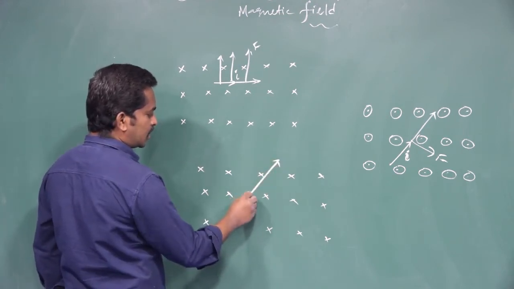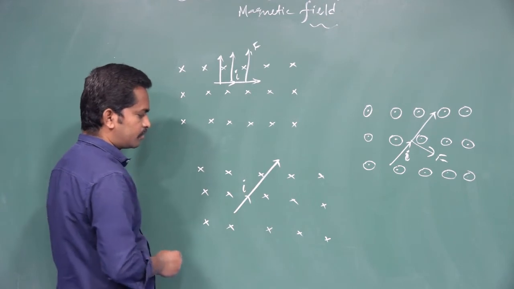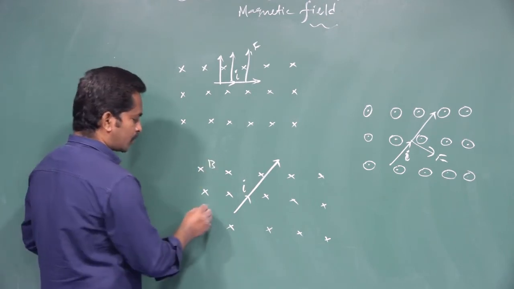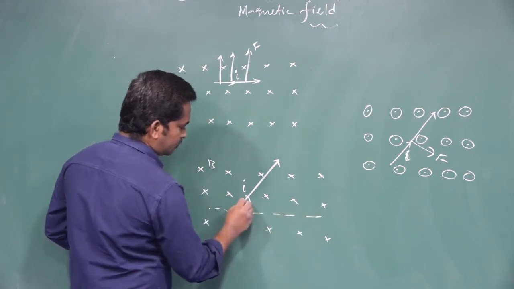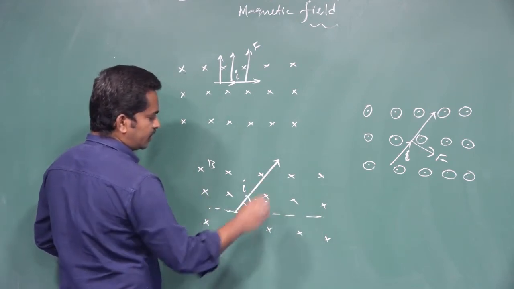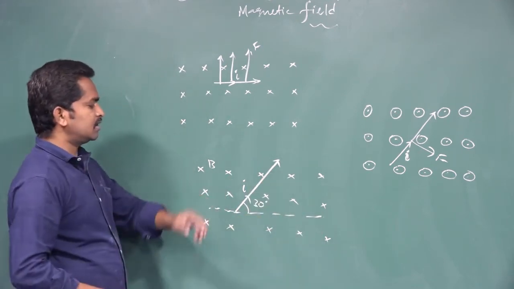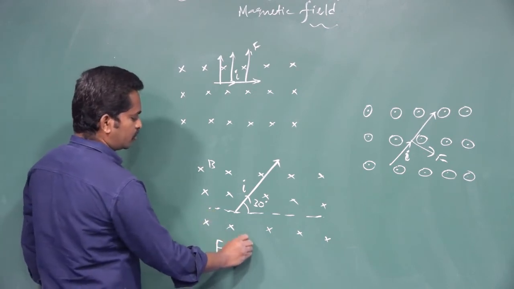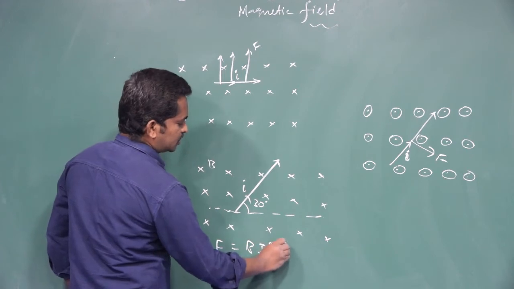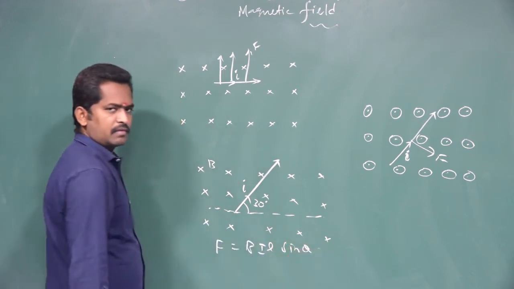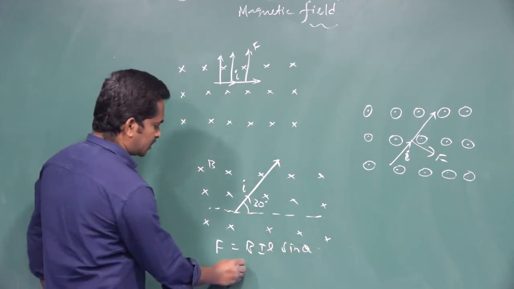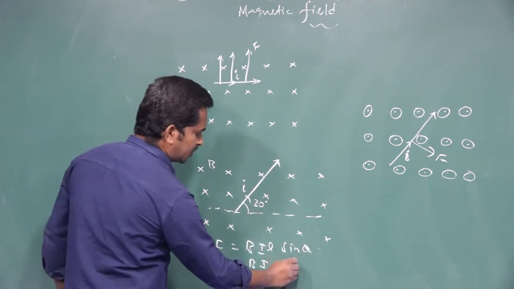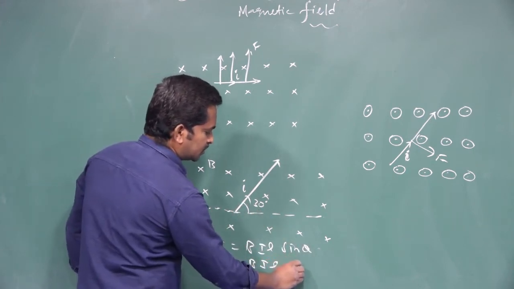This is a current carrying wire. I current flows through the field. The magnetic field is B. This is 30 degree. To find the value of force, you know F is equal to BIL sin theta. Theta value is 30 degree. So sin 30 is 1 by 2.